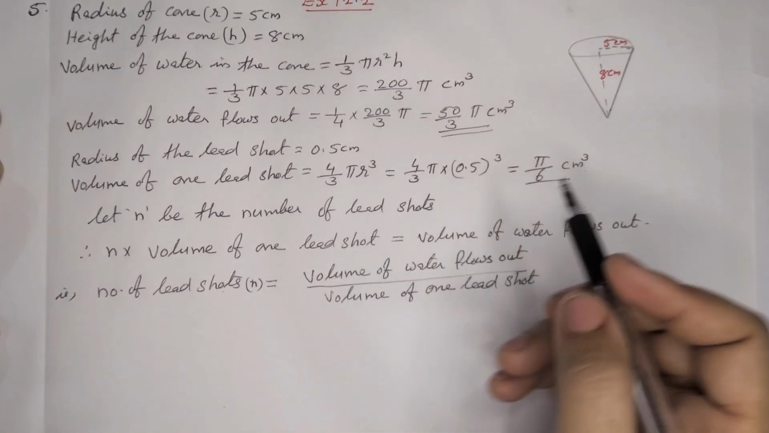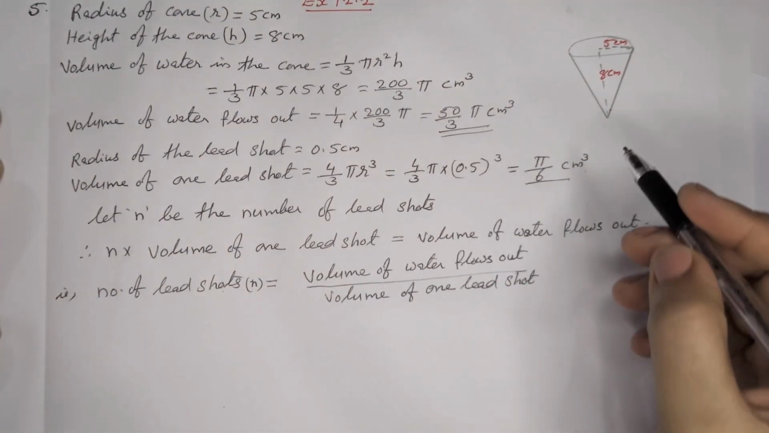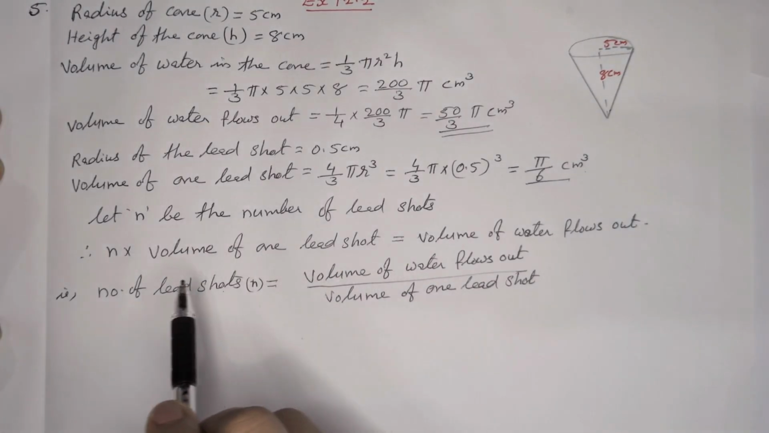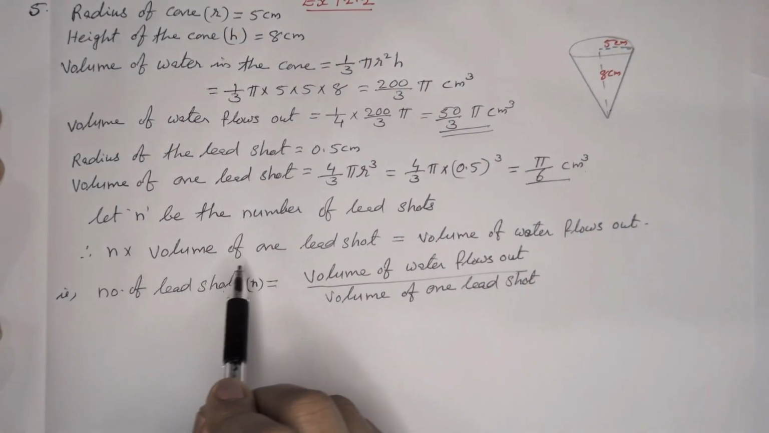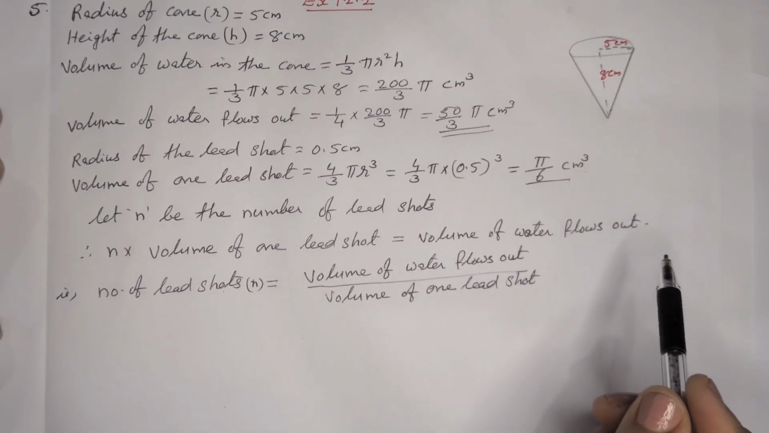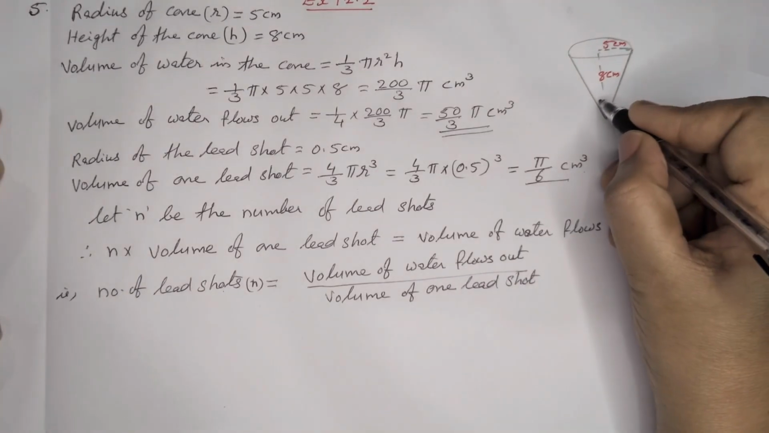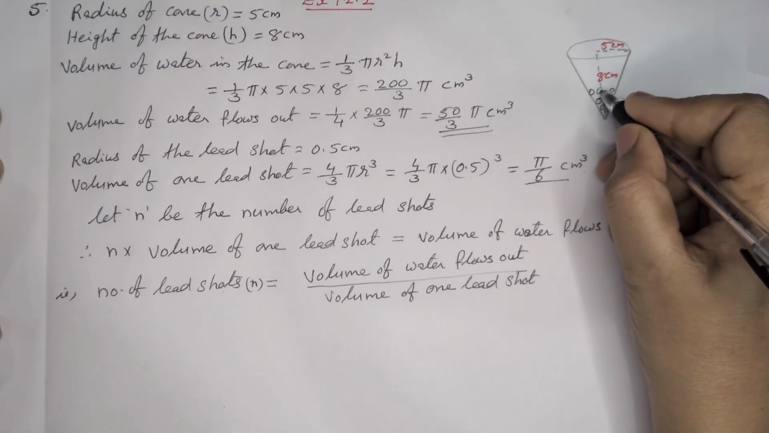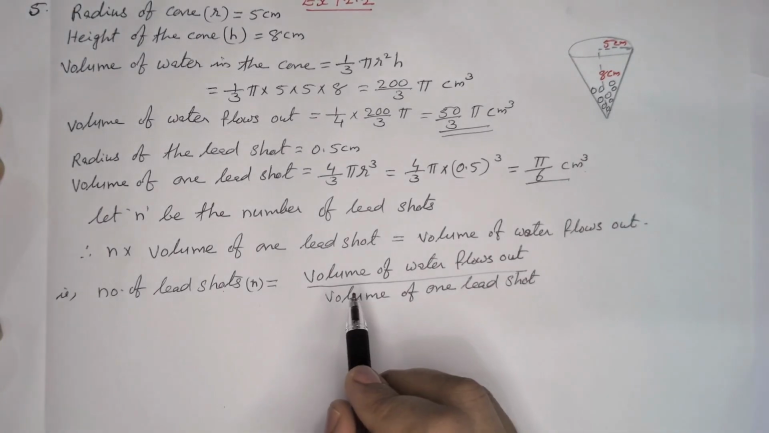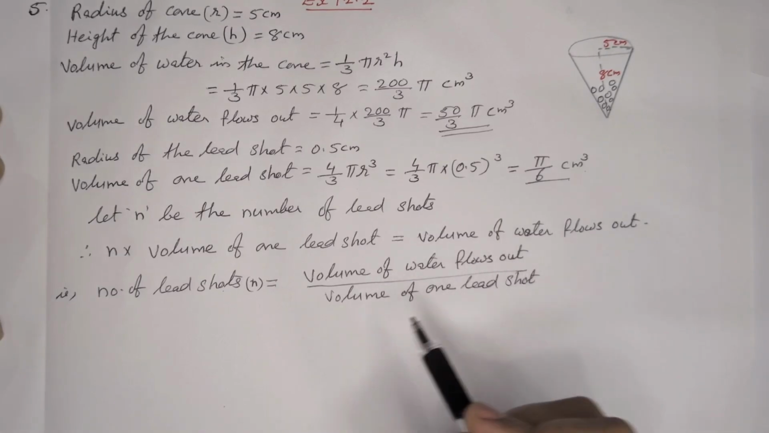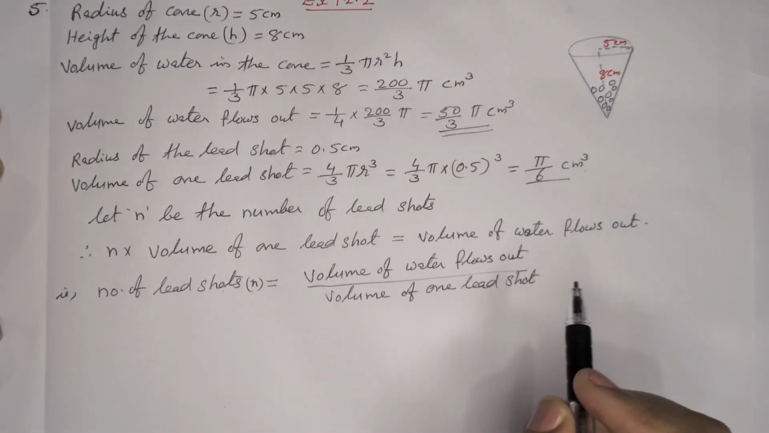So here we don't know how many lead shots are put in that vessel, so we can take that as n. Let n be the number of lead shots. Therefore, n into the volume of one lead shot is equal to the volume of water that flows out, or the number of lead shots in the cone is equal to the volume of water that flows out divided by the volume of one lead shot.